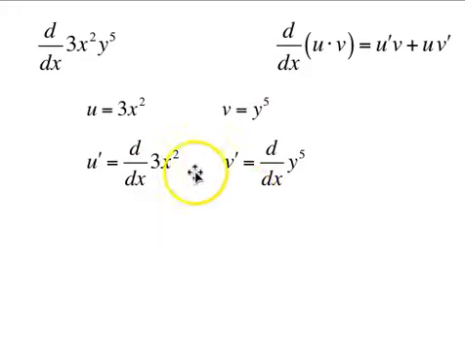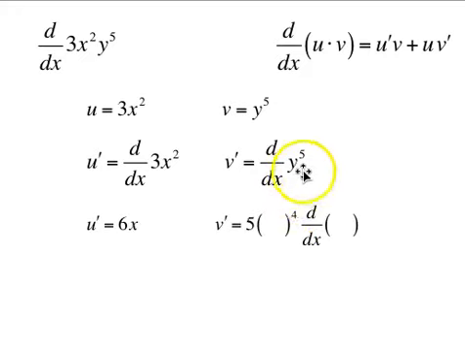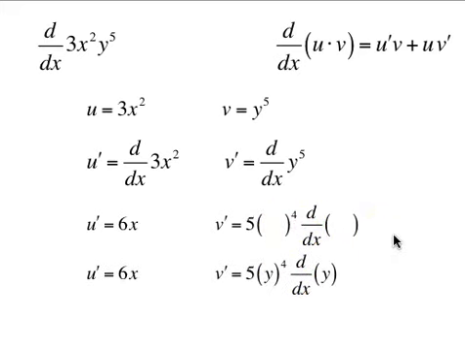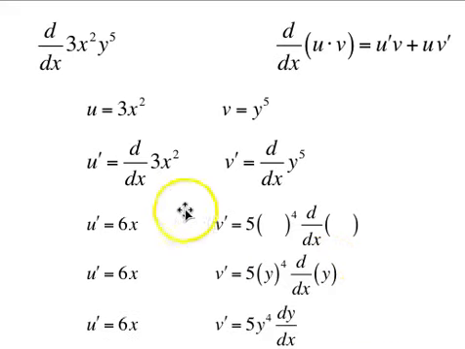So again, this piece is just 6x. This piece, the derivative of something to the fifth power, is 5 times the something to the fourth, 5y to the fourth, times the derivative with respect to x of the something, times dy dx. Again, thinking of the something here, 5 times y to the fourth times the derivative with respect to x of y. And the derivative with respect to x of y is dy dx. U prime, since the variables match, the derivative with respect to x of 3x squared is just 6x, no issue there. Now to take the derivative with respect to x of 3x squared y to the fifth, it'll be u prime v, 6x times y to the fifth, plus uv prime, plus 3x squared times 5y to the fourth dy dx.